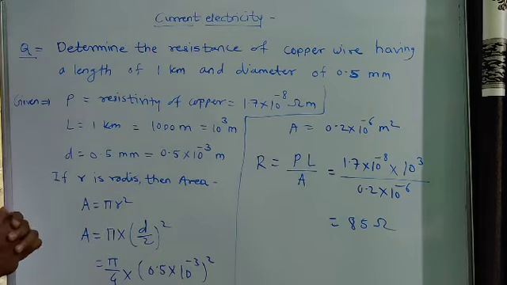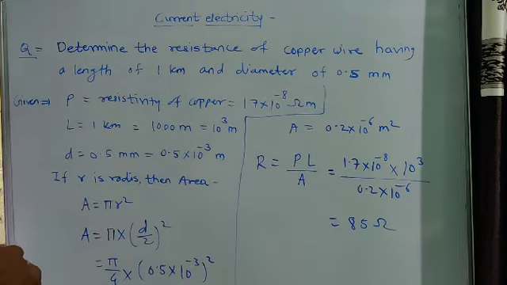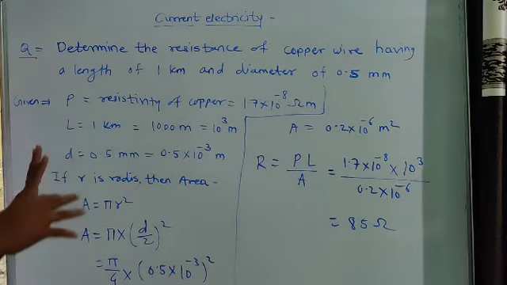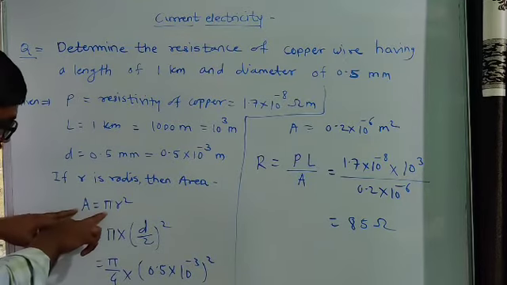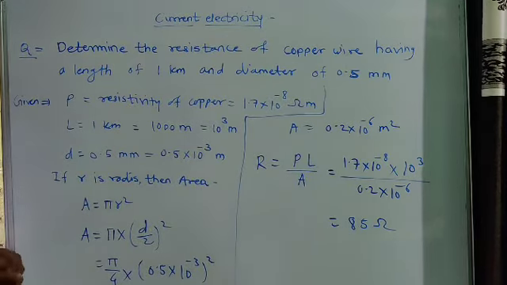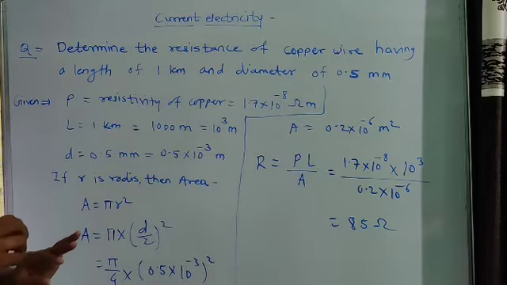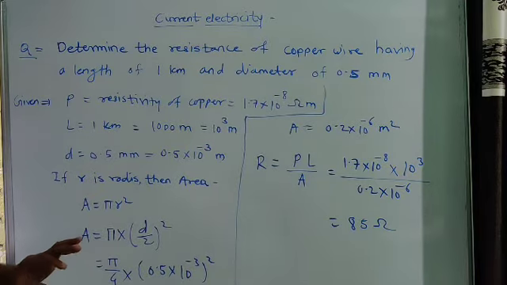Now the radius is not given there. But we know if r is the radius, then in case of resistivity we need the area. In the formula of resistivity, area is there, so we have to think about the area here. If r is the radius of that 1 kilometer length wire, then its area will be pi r square. But the radius is not given, the diameter is given here, and one thing we also know: radius is equal to diameter divided by 2.